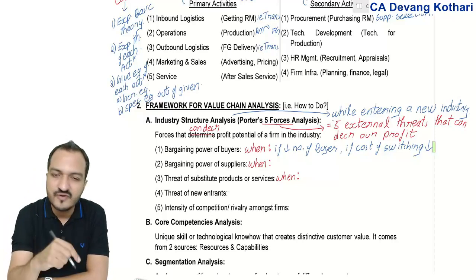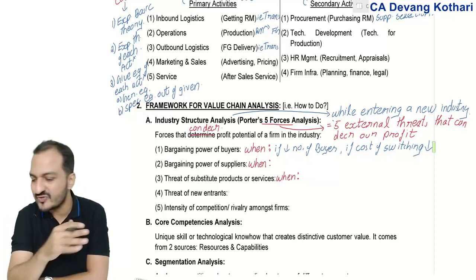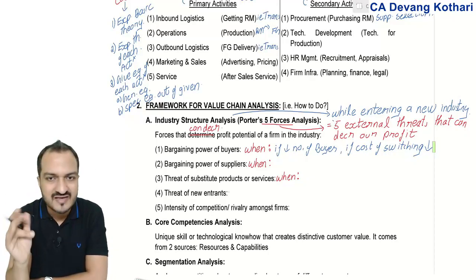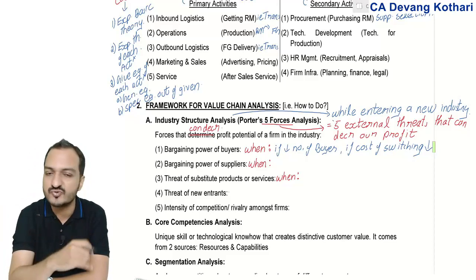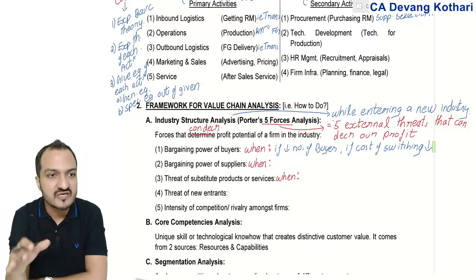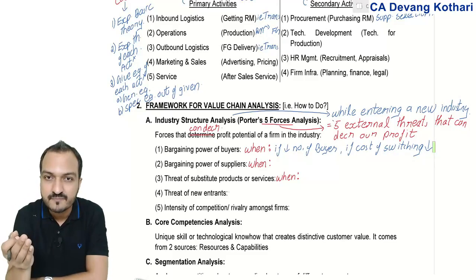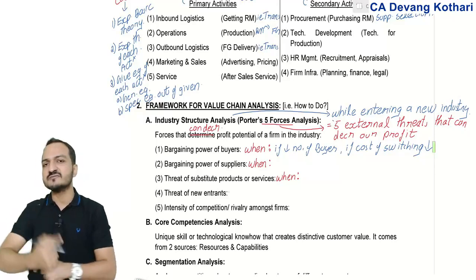The moment Airtel increases the prices, I will switch to Jio. If Jio increases the prices, I will switch to Vodafone. If Vodafone increases the price, I'll switch to BSNL. If BSNL increases the price, I can switch back to Airtel. I can keep switching without changing my phone number. So because of that, the buyer has more bargaining power.